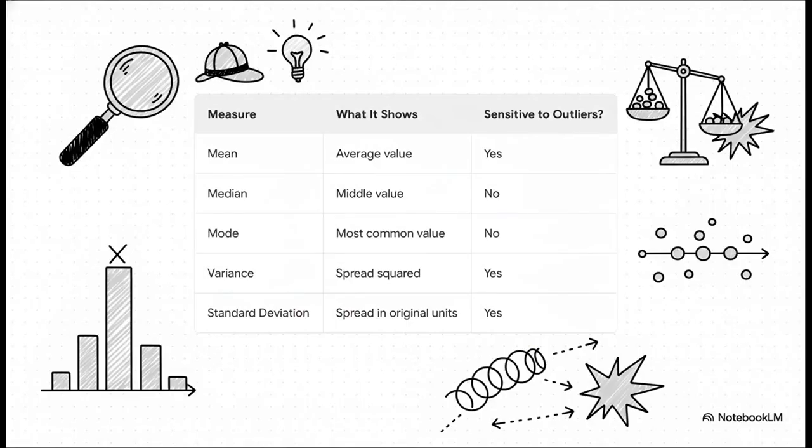So here's a little cheat sheet of our detective tools. We've got the mean, which gives you the average value, but remember, it's sensitive to outliers. The median finds that true middle and is totally robust against them. We also have the mode, which just points to the most common value. We didn't have one in our pizza case, but it's good to know. And finally, for measuring spread, variance and standard deviation tell you how consistent your data is, but they are also influenced by outliers because they're based on the mean.